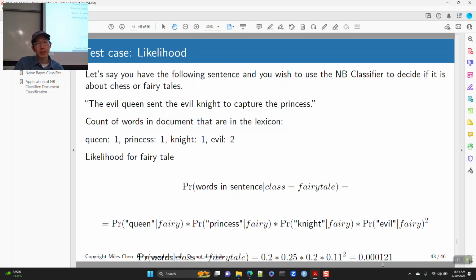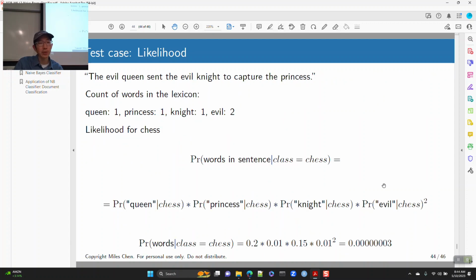Okay, we do the likelihood calculations for chess. So if it were chess, what's the probability that it's queen? We get 0.2. Princess for chess has a very low probability of 0.01. Knight in chess has a probability of 0.15. And evil in chess, again, has a very low probability of 0.01, and it appears twice. So our total likelihood for this document is much, much lower at 0.00003, okay?